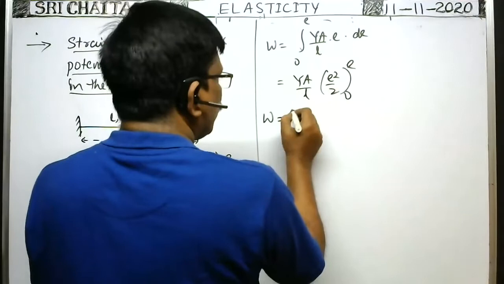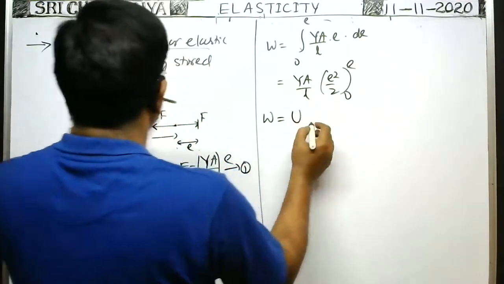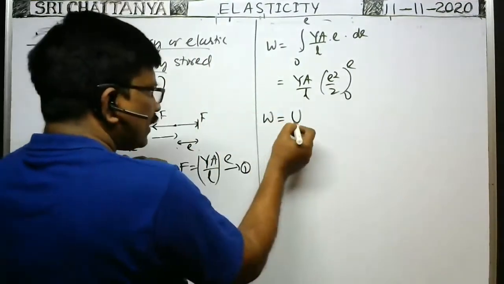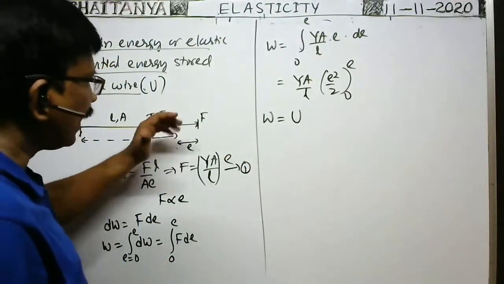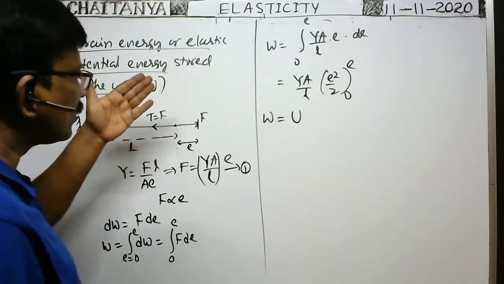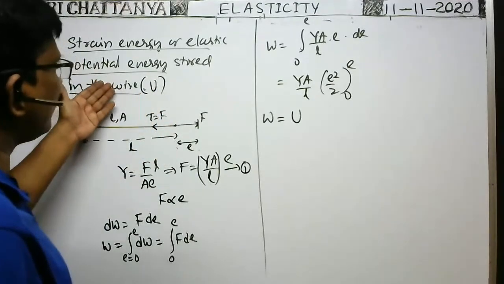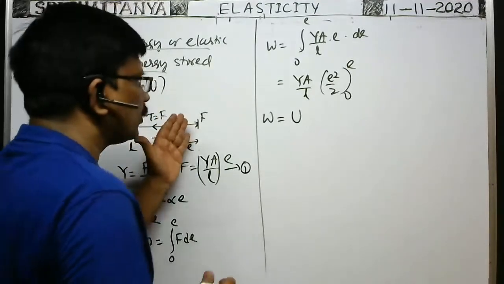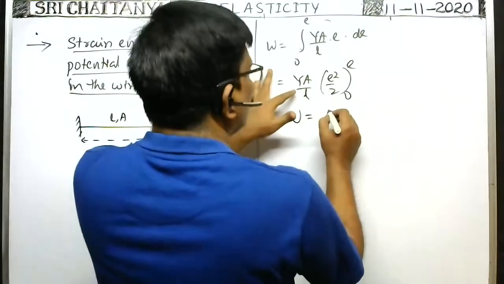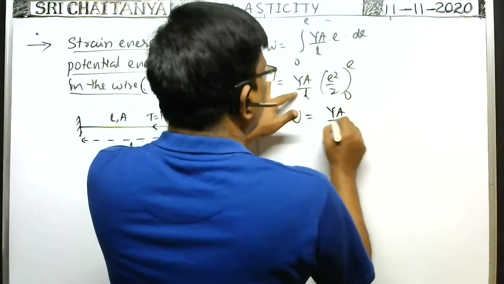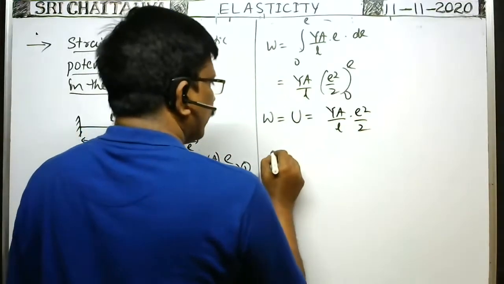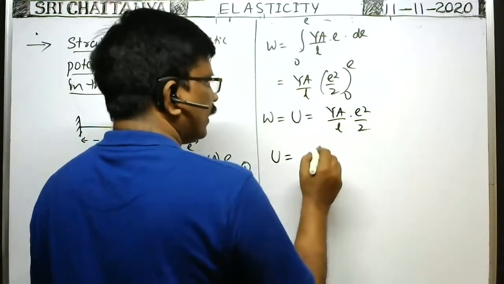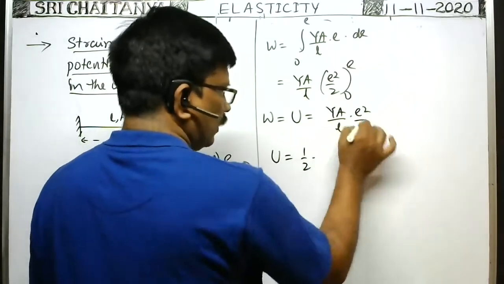This work done is stored in the wire as the elastic potential energy or strain energy. So it is the strain energy stored in the wire whenever it is extended. When the wire is extended, the additional energy that is stored is called the strain energy or elastic potential energy stored in the wire due to extension, which is equal to YA by L into E square by 2. Therefore, the strain energy stored in the wire is half into this.